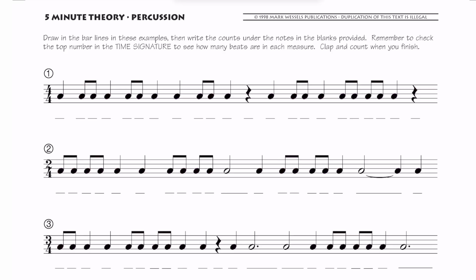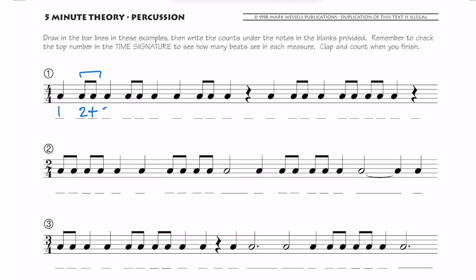Let's turn the page and look at the second half of lesson 17, which will do more exercises of clapping, counting, and drawing in bar lines. All right, line number 1. So anytime I have a quarter note, it's going to be on a number. So 1. Anytime I have two 8th notes, the first one's on a number, the second one's on the and. And I'm going to write a plus sign. You can write an and, or you could spell it, whichever.